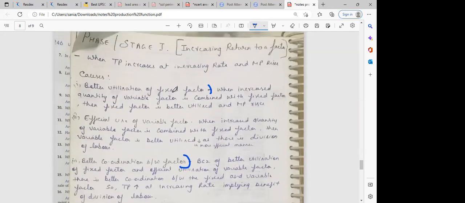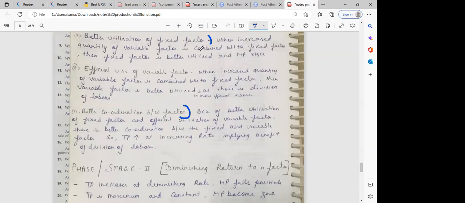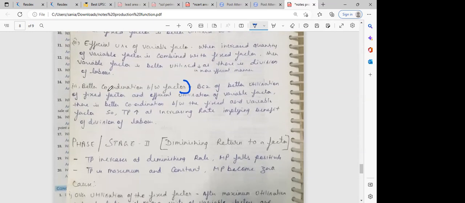If someone will ask you, from here you are getting three questions. First question, first phase is also known as increasing return to a factor. In first phase, what happened? TP increases at increasing rate and MP rises. And what are the causes? Better utilization of fixed factor, efficient use of variable factor, and better coordination between the factors.